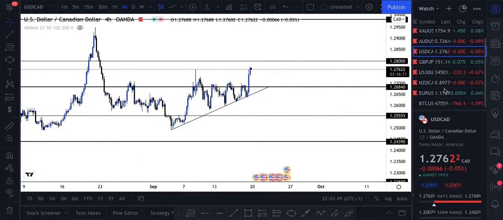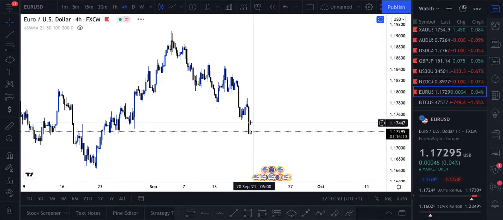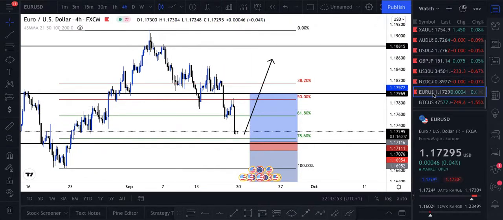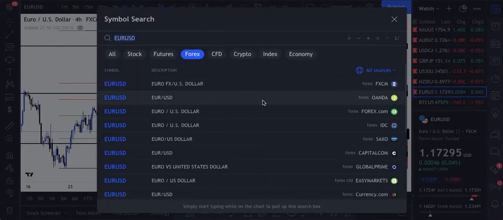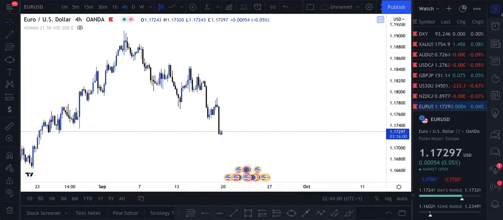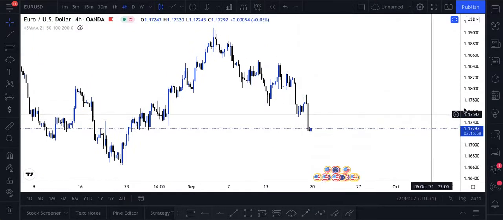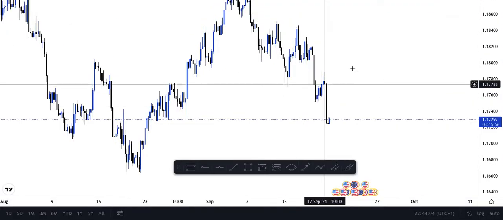Let me go to a cleaner chart for you guys. This is a very messy one. Let me find something very clean for you guys. Euro USD. There we go. Get that there. Zoom in.